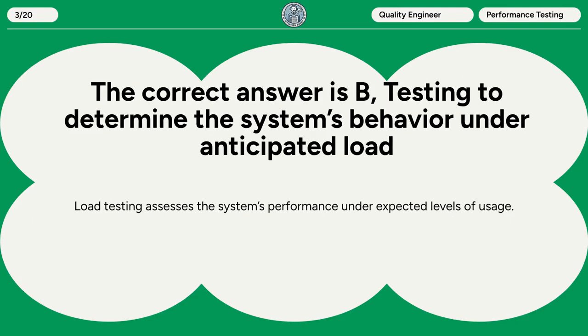The correct answer is B. Testing to determine the system's behavior under anticipated load. Load testing assesses the system's performance under expected levels of usage.